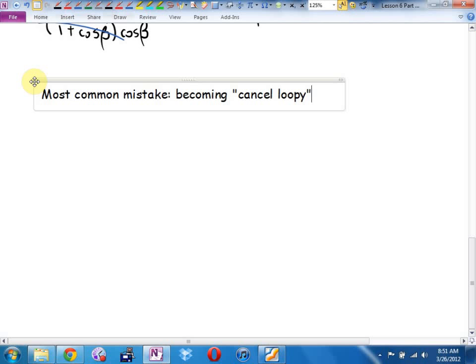Most common mistake. Yeah, write it down. Becoming cancel loopy. Say what?